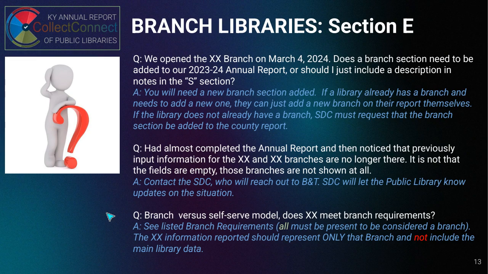Branch versus self-serve model. Does XX meet the branch requirements? Remember, those 4 branch requirements are needed. You have to have separate quarters, an organized collection, paid staff, and regularly scheduled hours, and then you can count it as a branch. All information reported should represent only that branch and not include the main library data. So your main library collects how many visitors you have, your branch collects how many visitors that certain location has. You don't want to combine them because then you're getting a false high number. You want each location to track just that location information.